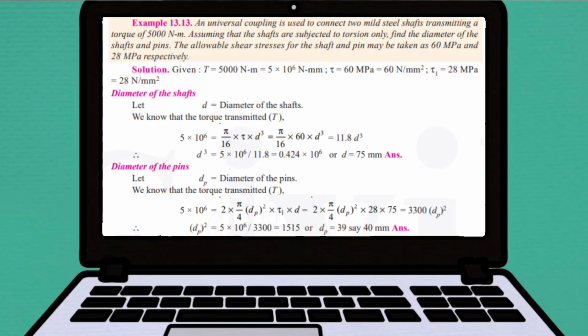Simplifying, diameter of pins is equivalent to square root of 5 times 10 raised to 6 over 3,300, gaining a 39 millimeter diameter or rounding off to 40 millimeter.